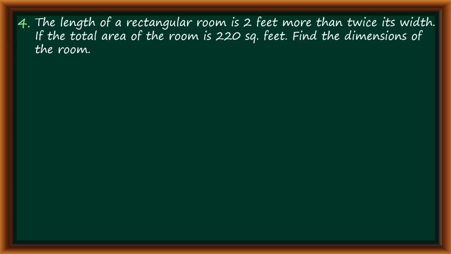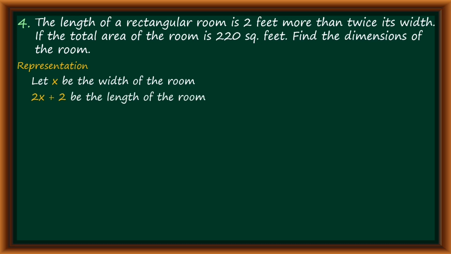Number 4, the length of a rectangular room is 2 feet more than twice its width. If the total area of the room is 220 square feet, find the dimensions of the room. Let us have the representation. Let us use the variable x to be the width of the room, 2x plus 2 as the length of the room. For the equation, let us use the formula for the area. Length times width is equal to the area.